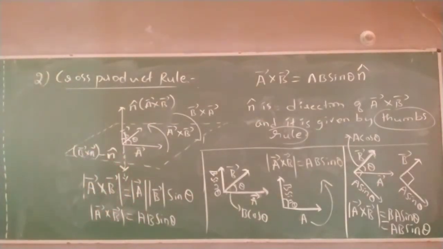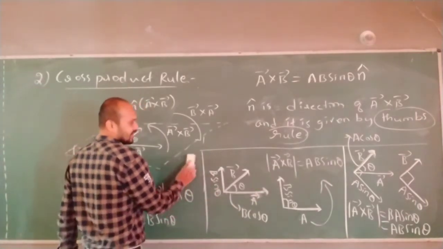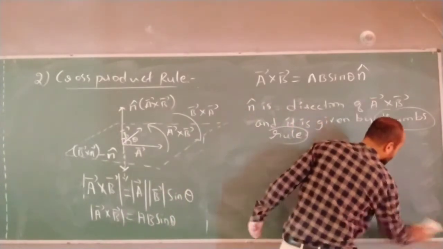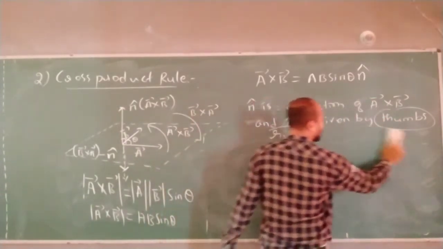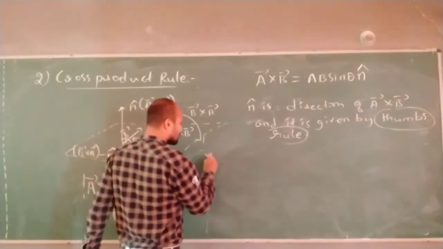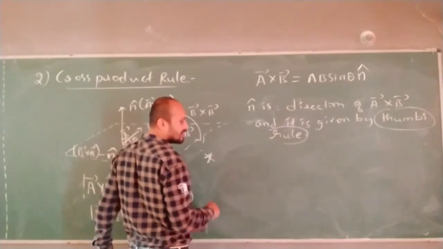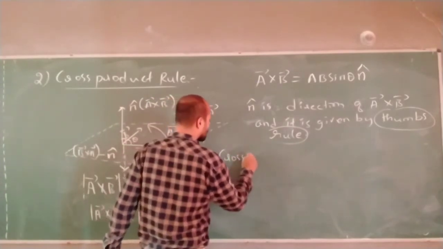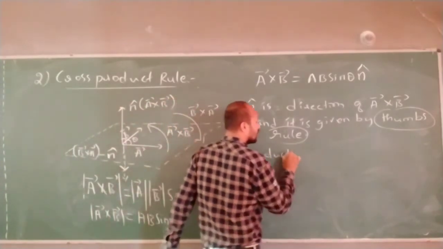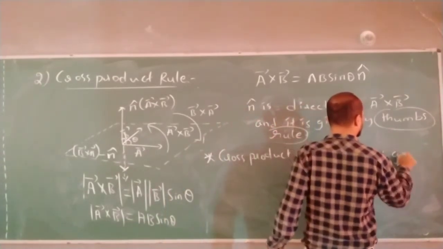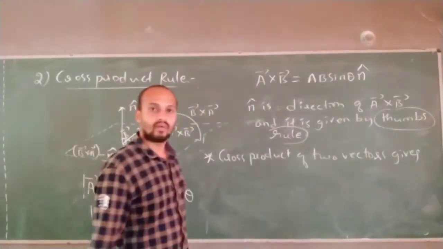What are those? I am going to write it. This is for your understanding. Two key points I give, not for examination purpose, to understand what is the cross product rule. Product of vectors is the first point. Cross product of two vectors gives what? Vector quantity.